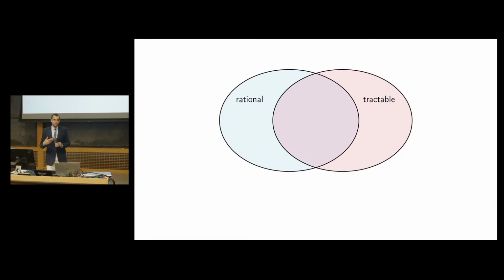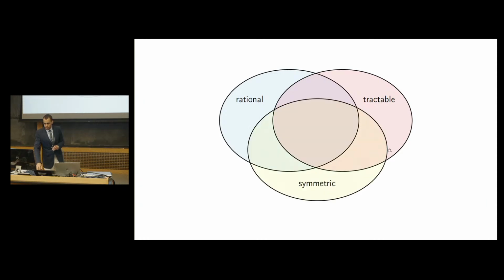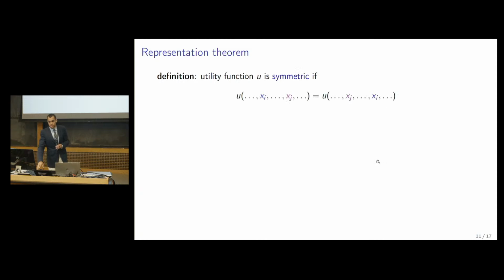But first, I want to start with an easier special case by adding in a third property, which is called symmetry. I'll define it on the next slide. And I'm going to show that rational, tractable, and symmetric choices look like narrow choice bracketing, this heuristic I mentioned at the beginning, or equivalently, like additive separability of the utility function that rationalizes the choices. Okay, so the representation theorem is as follows.